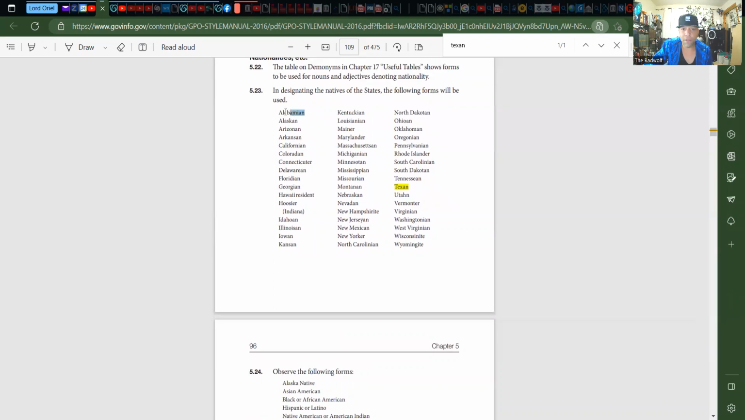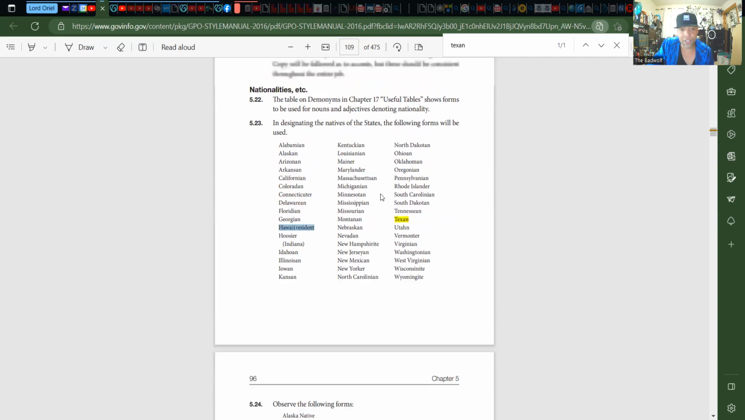Alabama, you're an Alabamian. Alaska, an Alaskan. Arizona, Arizonan. California, Californian. Indiana is a Hoosier, which cracks me up all the time. Hawaii, apparently they were bored. A Hawaii resident is known as a Hawaii resident, which I really believe has been updated to mean Hawaiian, but this is what's in this book from 2016. So hopefully it's been updated since then. Texas is a Texan. Utah is a Utah. So these are your nationalities.